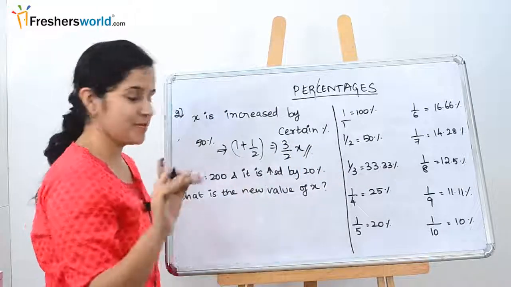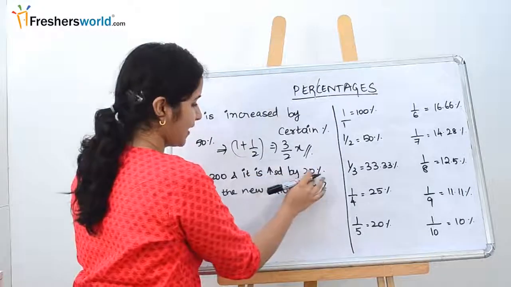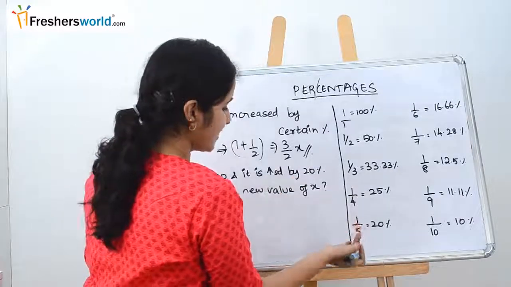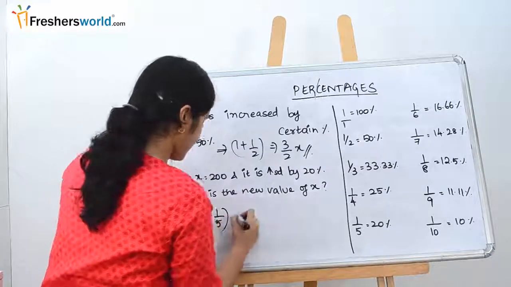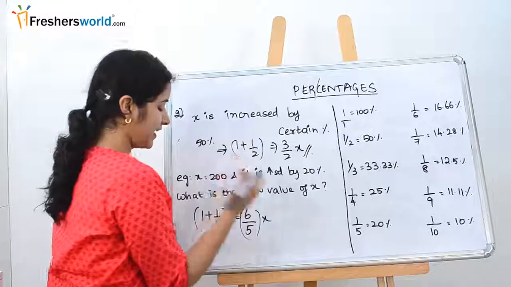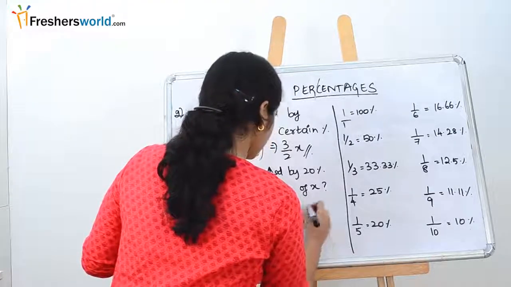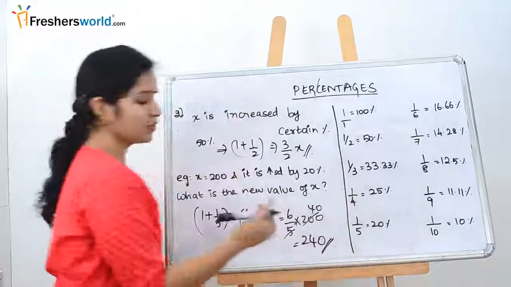Let's understand this concept with a simple example. The X value is given as 200. It is increased by 20%. What is the new value of X? 20% is nothing but 1 by 5. So it's increased by 1 by 5, which is nothing but 6 by 5 of X. We know the value of X is 200. So 6 by 5 into 200 is 240. So the new value of X is nothing but 240.